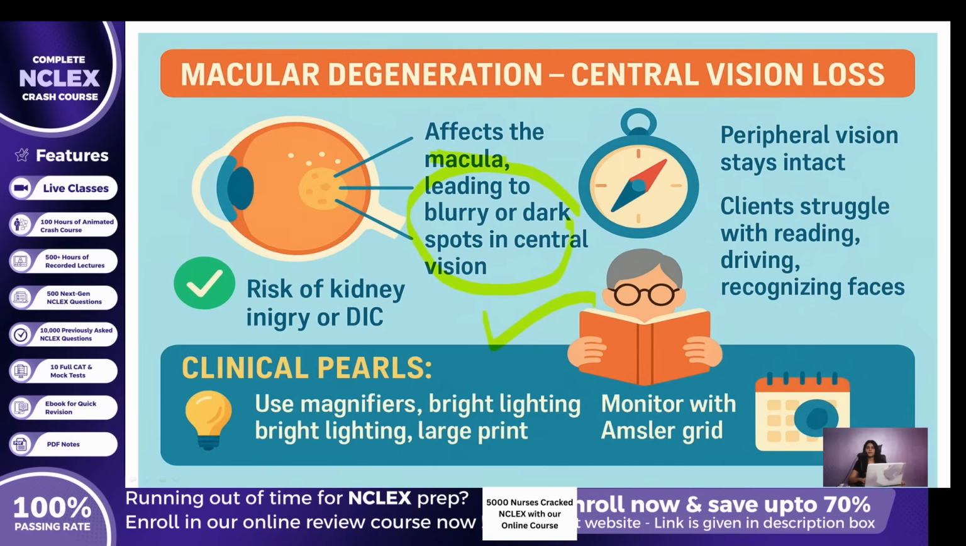While their peripheral vision remains intact, key clinical pearls for macular degeneration include understanding that central vision is affected first, and clients may benefit from using magnifiers, bright lighting, and large print materials. Regular ophthalmology visits and Amsler grid testing are vital for monitoring disease changes.